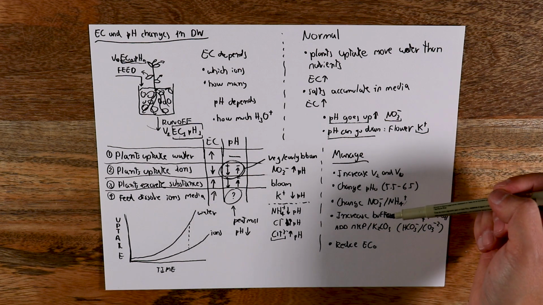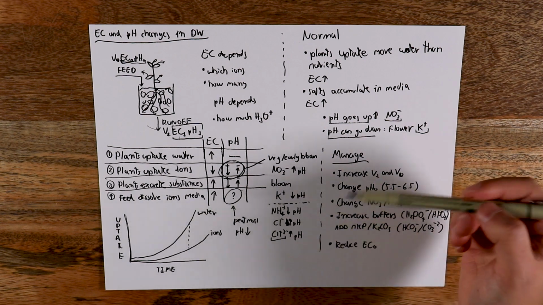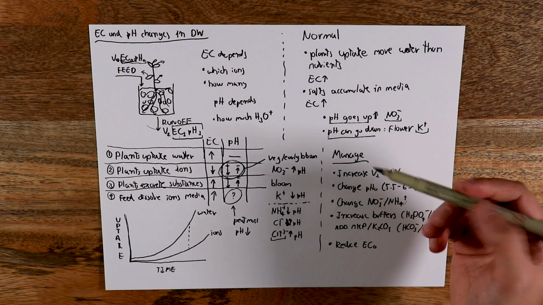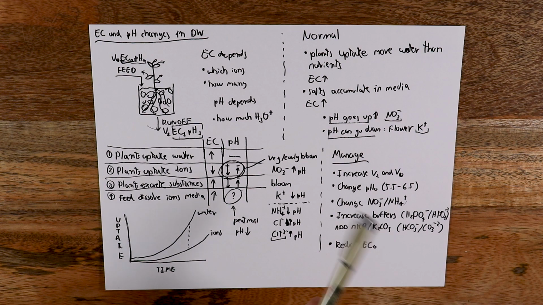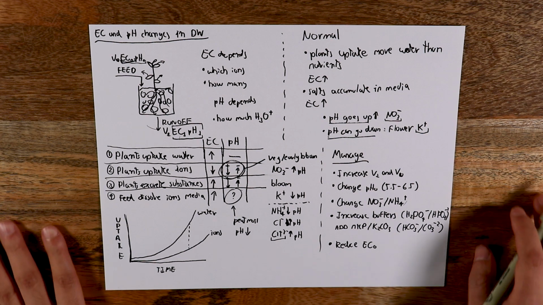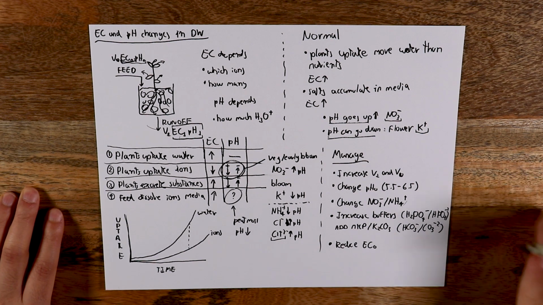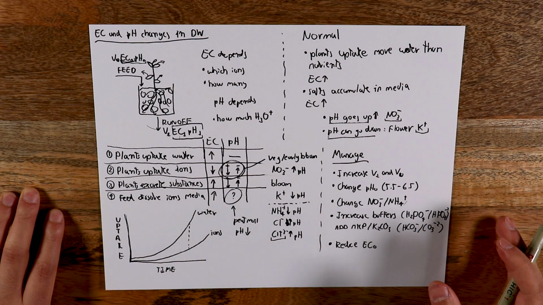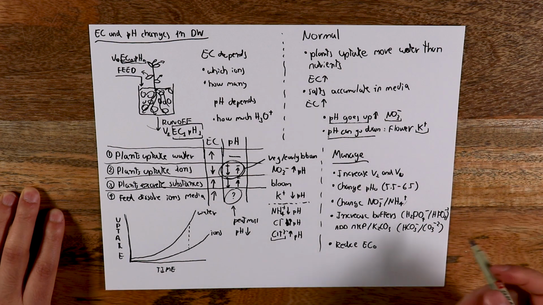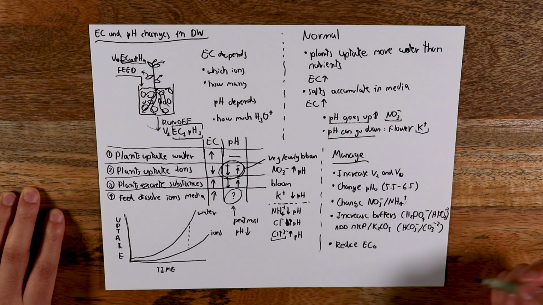Usually the best yields are obtained when all these things are controlled such that the runoff never reaches these extremes, but they are managed. The EC is managed so that these extremes are never reached. Okay, so these are some of the basics of EC and pH changes in drain to waste. I hope I covered most of the basics of how this works, and I hope you can find some useful advice within this video.